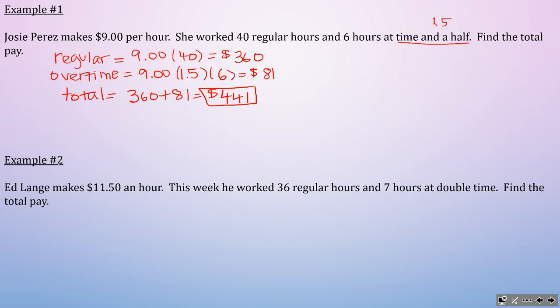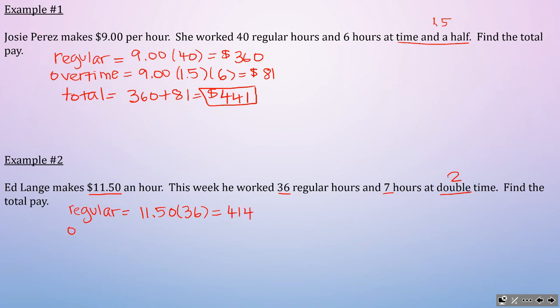Ed Lang makes $11.50 per hour. This week he worked 36 regular hours and 7 hours at double time. Remember, double time is 2. Find the total pay. All right, so we can find the regular pay. Take his hourly rate, $11.50, and multiply by his regular hours, 36. If I multiply $11.50 times 36 hours, I get $414.